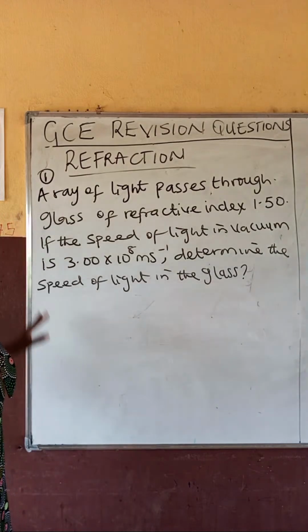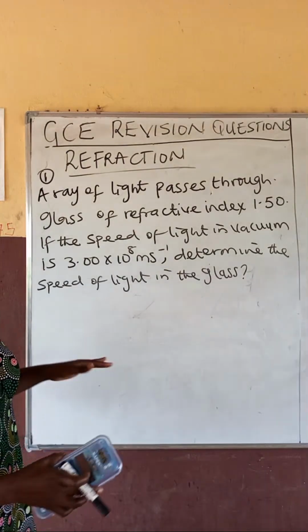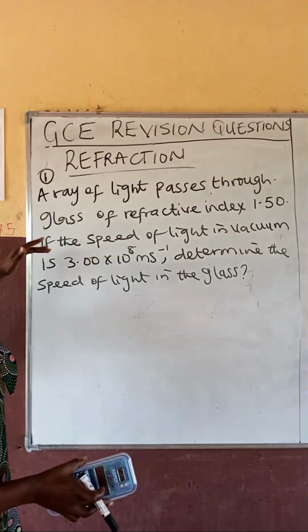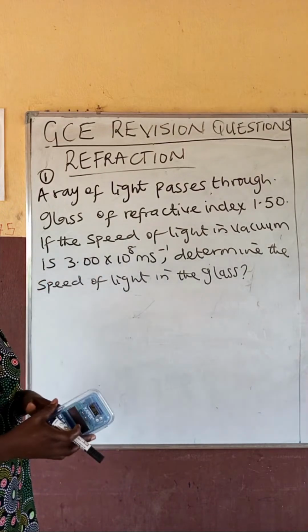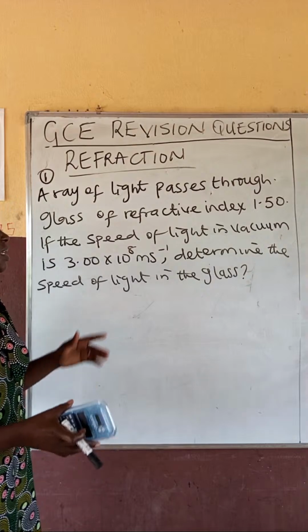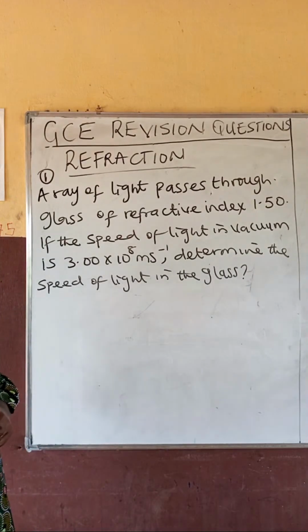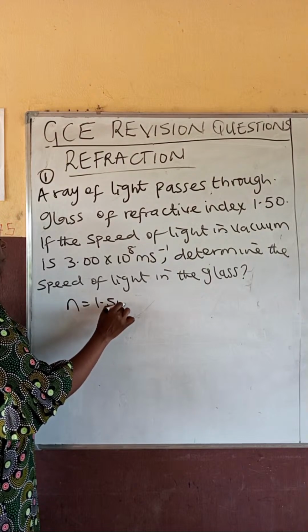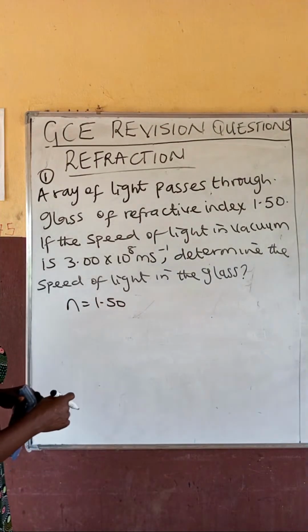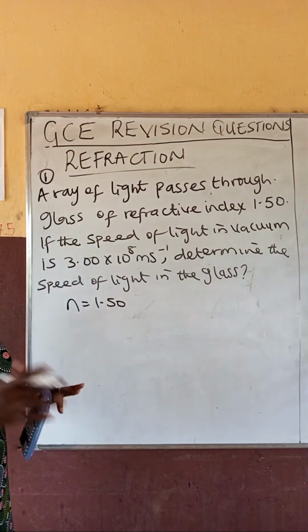A ray of light passes through glass of refractive index 1.50, which is also a constant. If the speed of light in vacuum is 3.00 times 10^8 meters per second, determine the speed of light in the glass. All right, in this type of question, what are we expected to do? We are given the refractive index of glass to be 1.50, and we are given the speed of light in air, that is in vacuum.